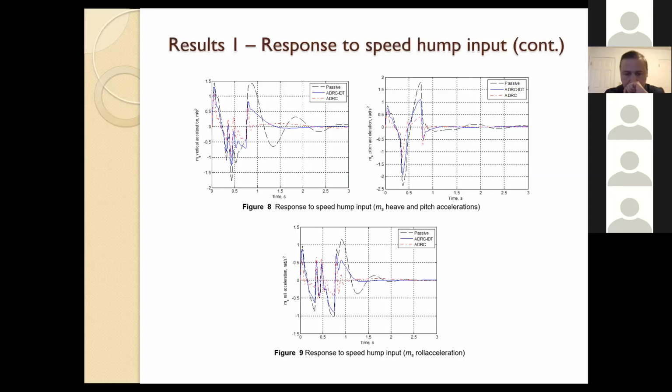If we look carefully, we will find that the best result in general is ADRC with IDT together. It gives a better result than ADRC, but ADRC is also not that far from ADRC IDT. At the same time, compared to the passive suspension, we see a lot of improvement. As I mentioned, one of the key issues for ride quality is to look into the different accelerations of the car body, specifically heave, pitch, and roll.